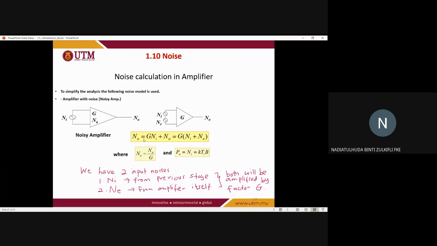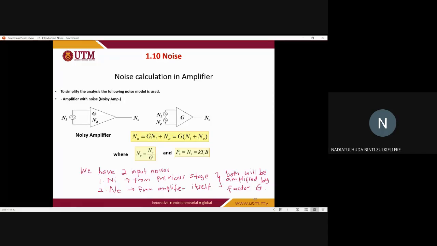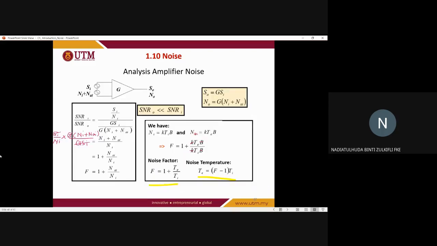Like this one, we want to find the noise temperature, Te. This is our amplifier that we want to use as our model. We have two types of input: the original signal Si and also the input noise, Ni plus Nai. Sorry for the mix up. This Nai is similar to Ne, which is the amplifier input noise.